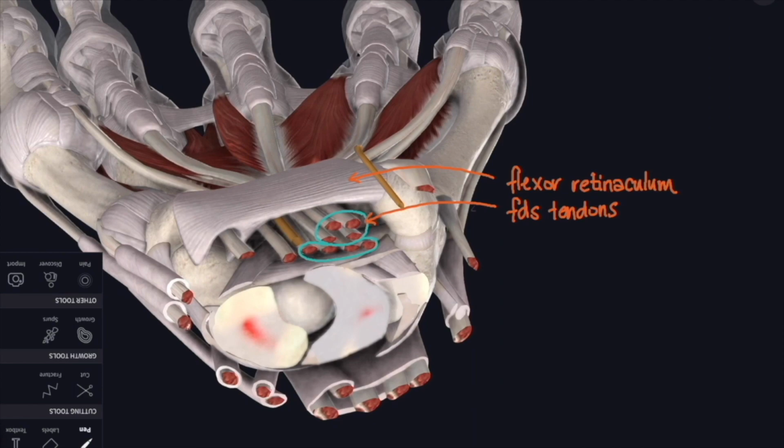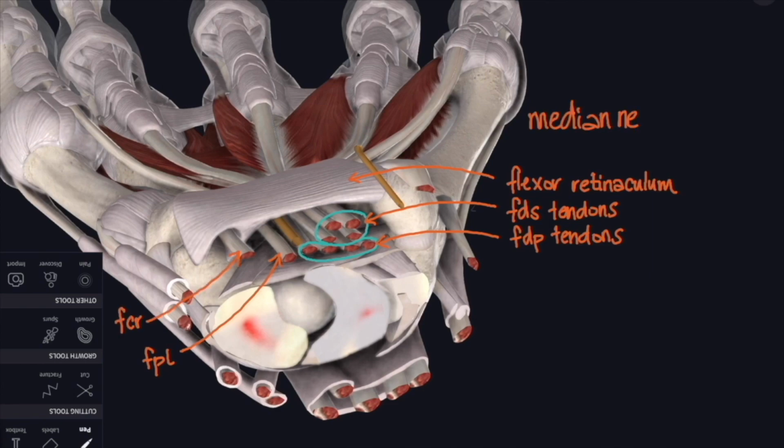And then lying side by side, deep to the FDS tendons, are the flexor digitorum profundus tendons, the deeper set of long digital flexor tendons. And there's flexor pollicis longus, FPL, over on the thumb side of the hand, over on the radial side. And then flexor carpi radialis, which passes through its own little tunnel, separate from the carpal tunnel itself. And then finally, we mustn't forget to label the median nerve sitting above the flexor tendons in that carpal tunnel.